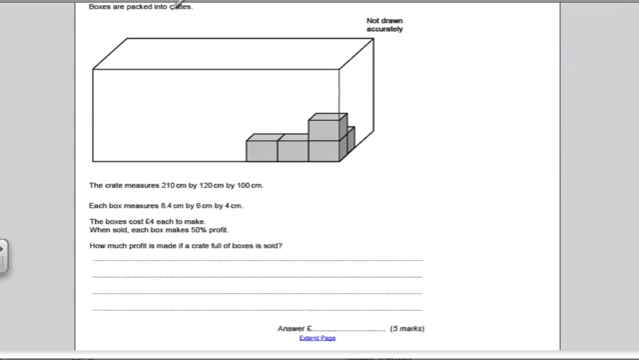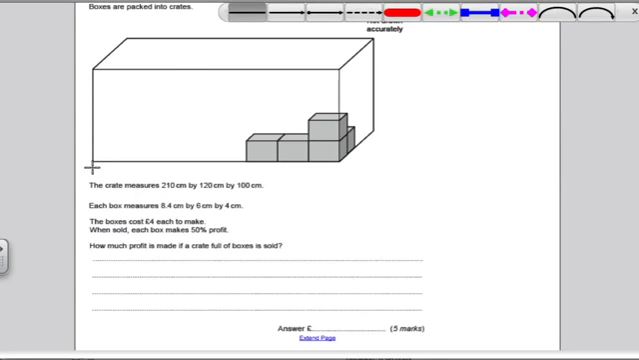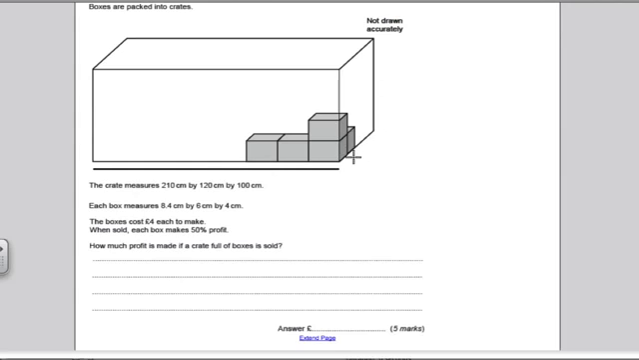Okay, it says that boxes go into crates. Each crate measures as follows, and each box measures as follows. Let's write these down. Just assume that this distance is 210 centimeters, this one is 120 centimeters back, and that's 100 centimeters high. And each box measures 8.4 that way, going back 6, and high, let's say 4.